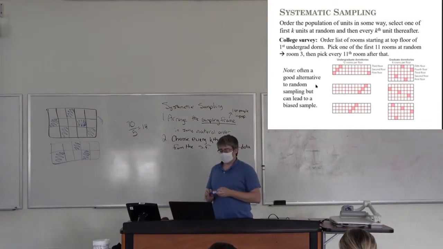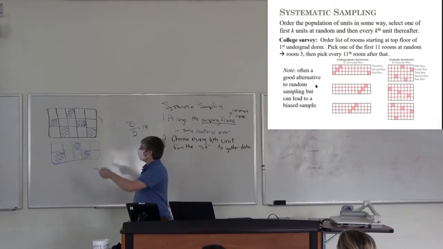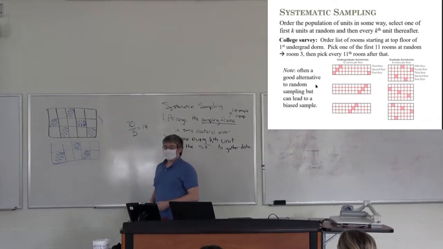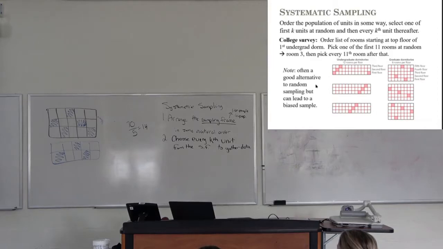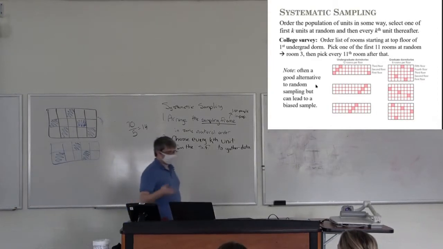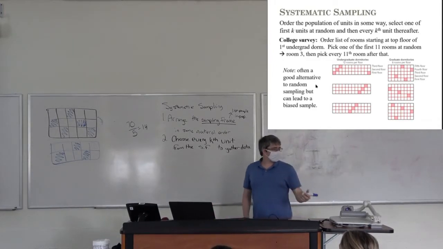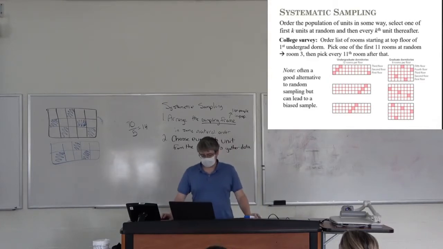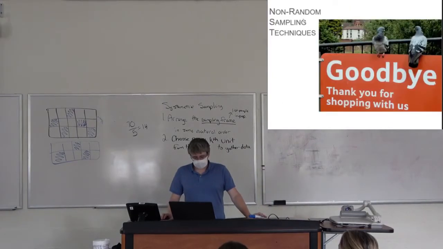So it's a good alternative to random sampling, but it can lead to a biased sample. If you choose k to be 12 from that, what you would be doing is just selecting the first row of people who live on the end every time. Of course that would be biased because, you know, sometimes on the end of dorms they have bigger rooms and so on. All right, so that is systematic random sampling.